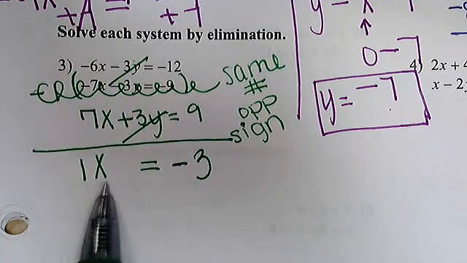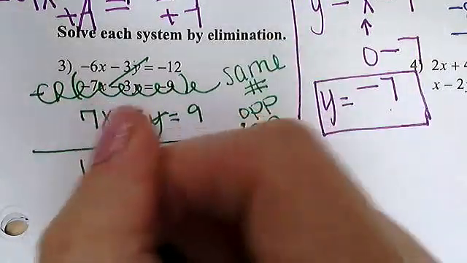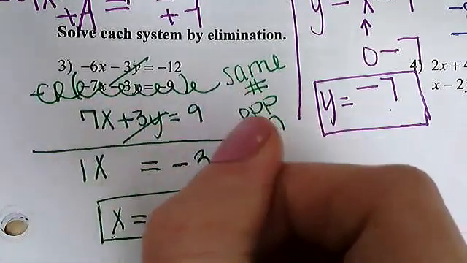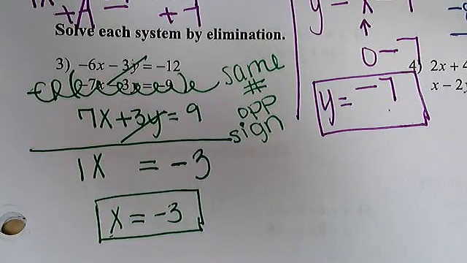If X is by itself and it's just got a 1, do you have to divide by 1? No. You could if you want, but you don't have to. Do you think I'm done with my problem? Or is there something else I have to do?